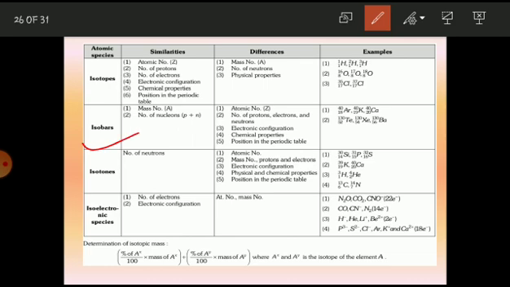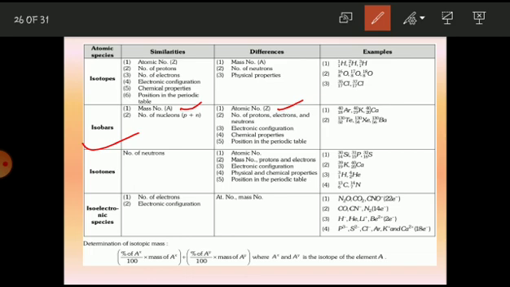See students, the iso stands for same. Iso is nothing but what? Same. The meaning of iso is same. Next one, isobar. The species having the same mass number but different atomic number, such type of species are called isobars. The species which are having the same mass number but different atomic number are called isobars.